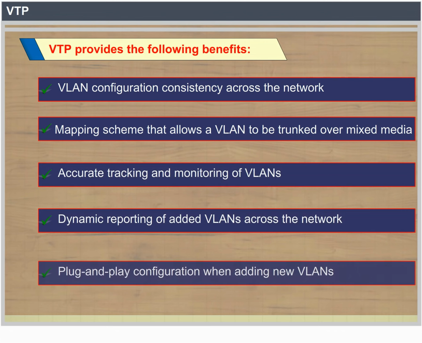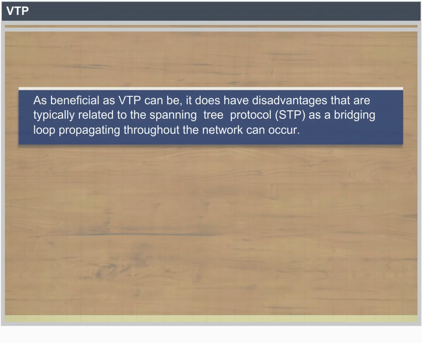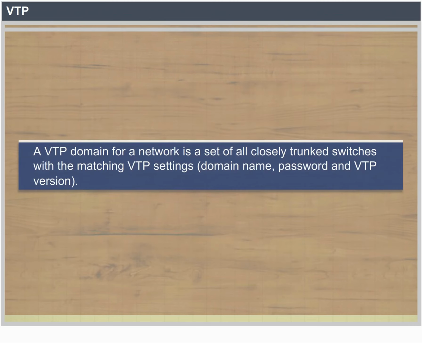As beneficial as VTP can be, it does have disadvantages that are normally related to the spanning tree protocol, or STP, as a bridging loop propagating throughout the network can occur. Before creating VLANs on the switch that will propagate via VTP, a VTP domain must first be set up. A VTP domain for a network is a set of all contiguously trunked switches with the matching VTP settings, that is domain name, password and VTP version.